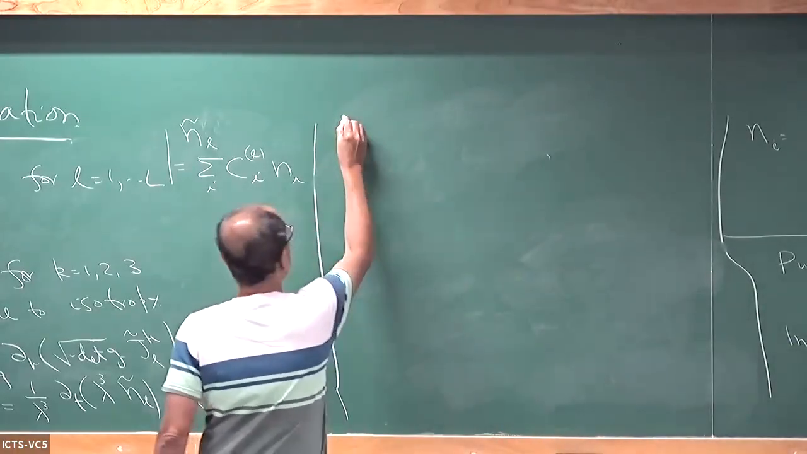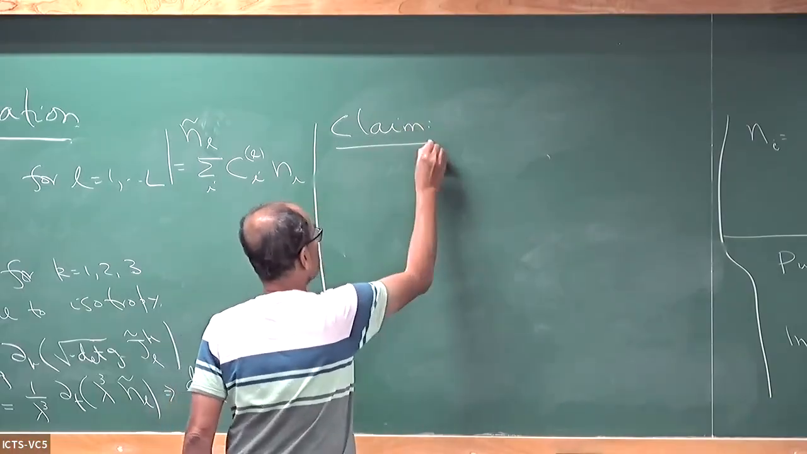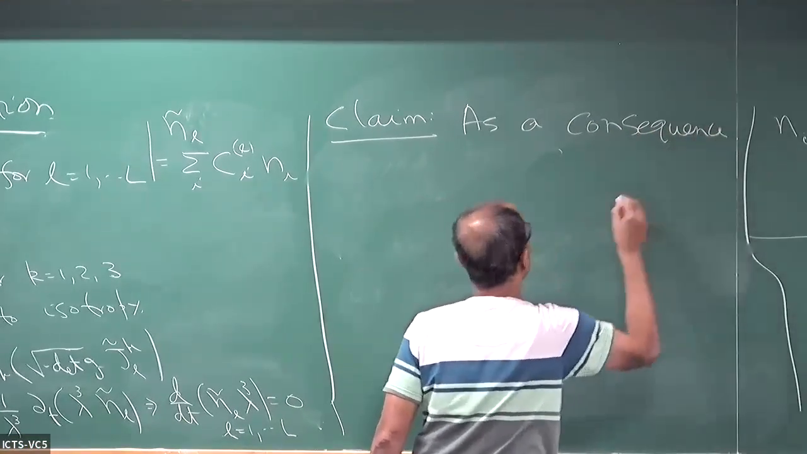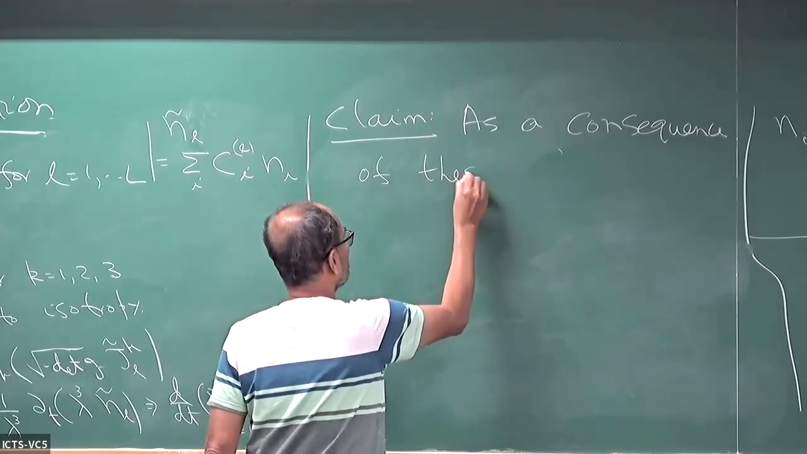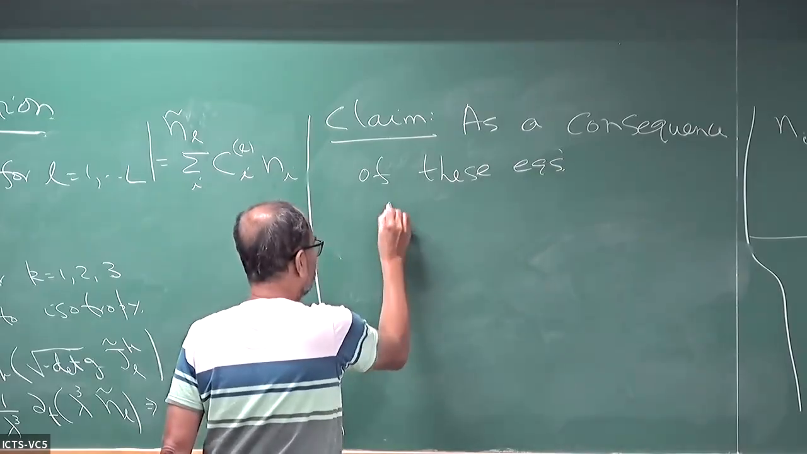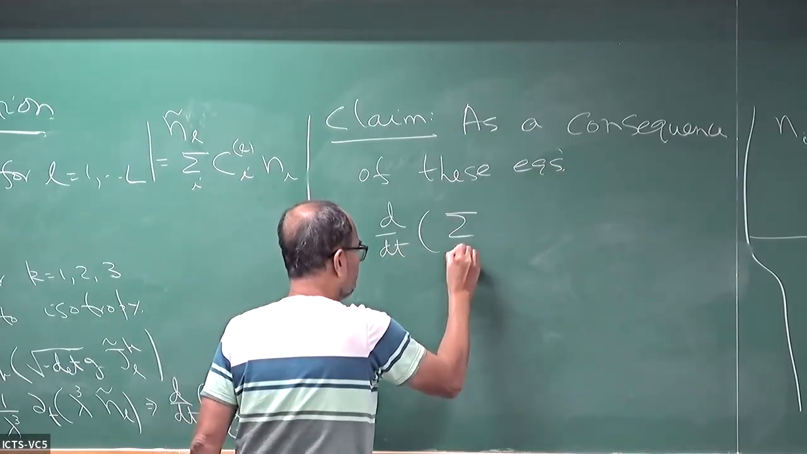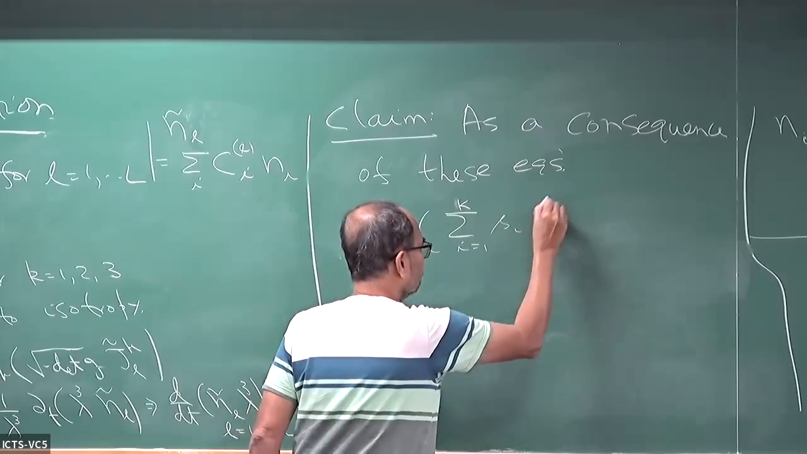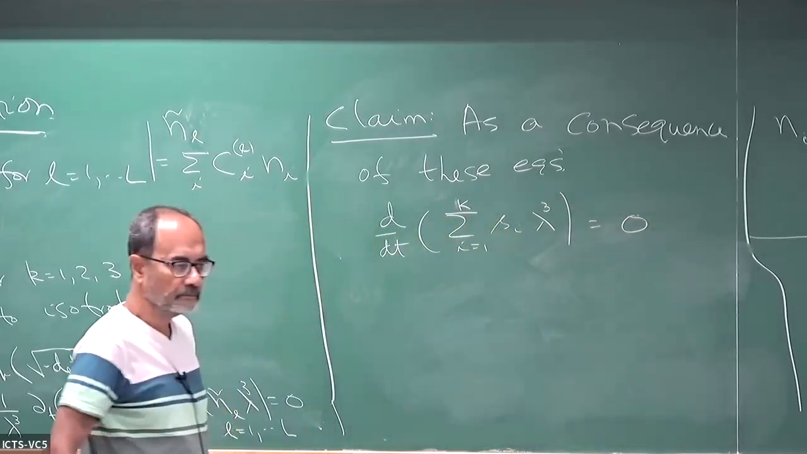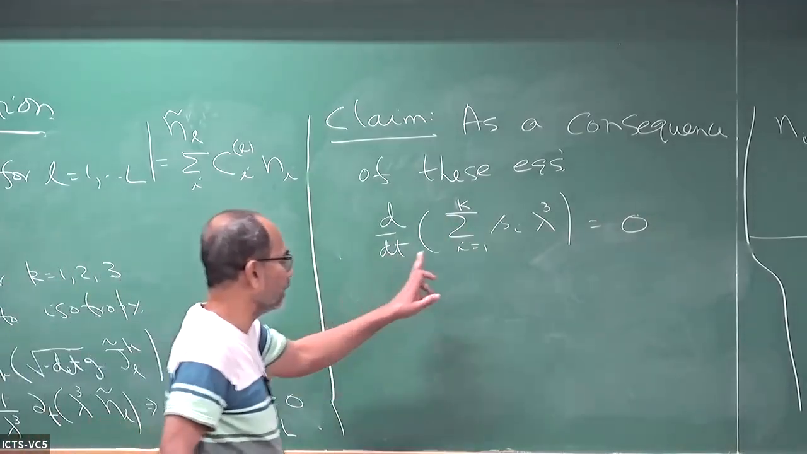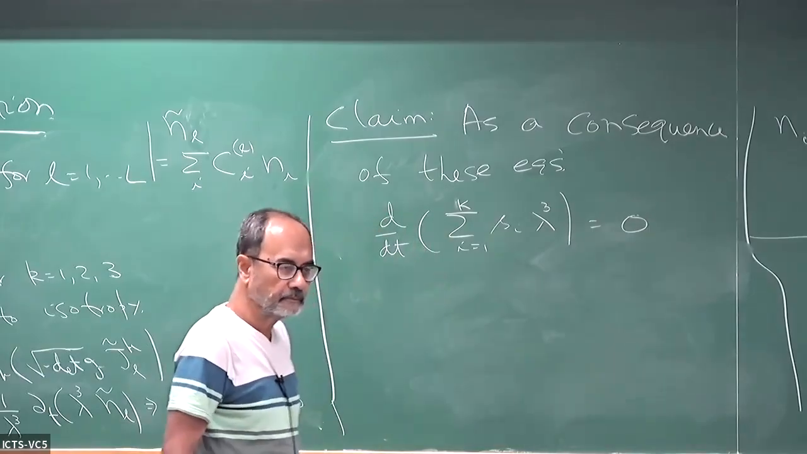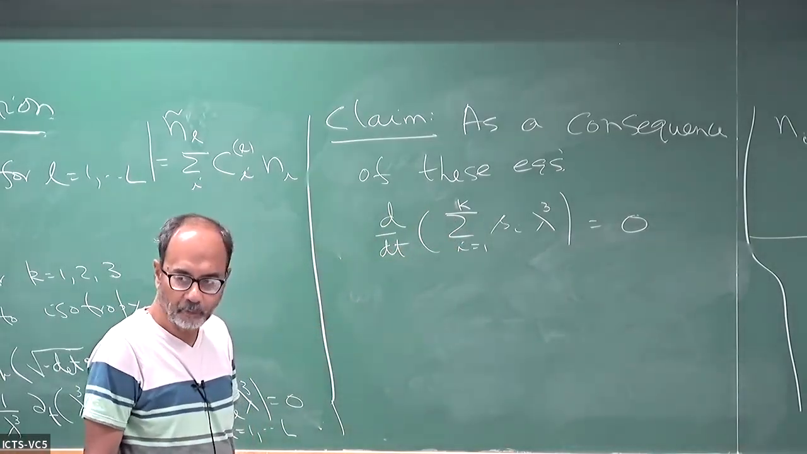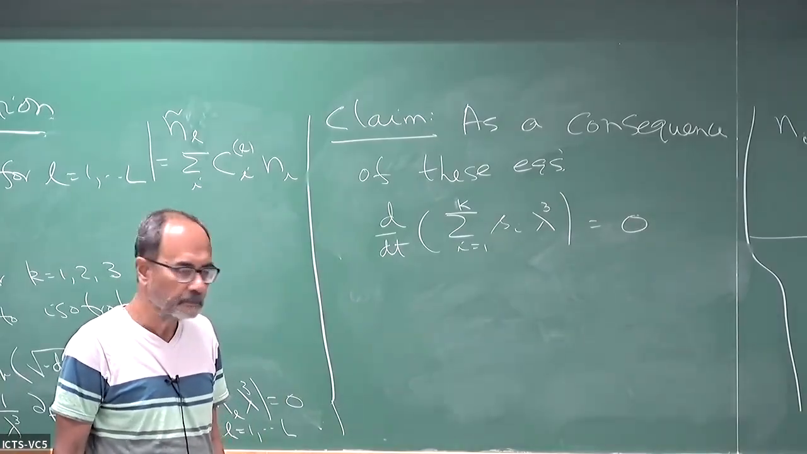Okay, now let me make a claim. So the claim is that as a consequence of these equations, we have d dt of sum over I, 1 to k... okay, this is sometimes referred to as the entropy conservation. But this is not a new equation, we are going to prove this. We cannot take this as a new input. So let's see how the proof goes.